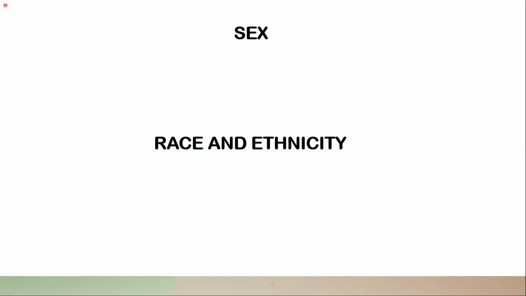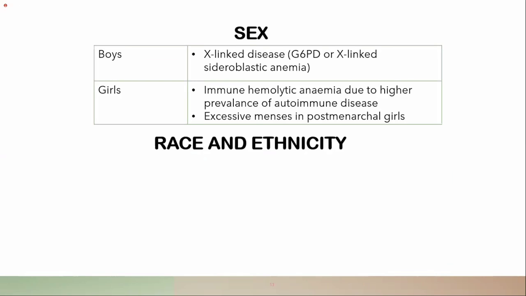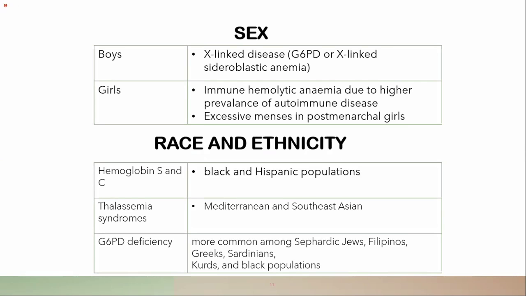Okay, so for sex variation, for boys, we should also think of X-linked diseases such as G6PD deficiency or X-linked sideroblastic anemia. And for girls, usually they are associated with autoimmune disease and also excessive menses. Can G6PD deficiency occur in girls? Yes, I think it's possible, but not purely based on the concept of lyonization of the genes.